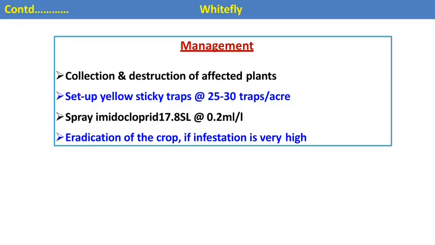How can we manage this whitefly? The first and major technique is that we can use a yellow sticky trap for monitoring purposes. We can install 25 to 30 yellow sticky traps per acre in the pulse crop. The adult whitefly is attracted towards this yellow sticky trap. If we go for chemical control, we can spray the crop with imidacloprid, thiamethoxam, and the like.